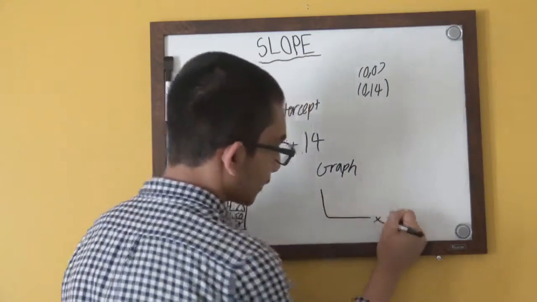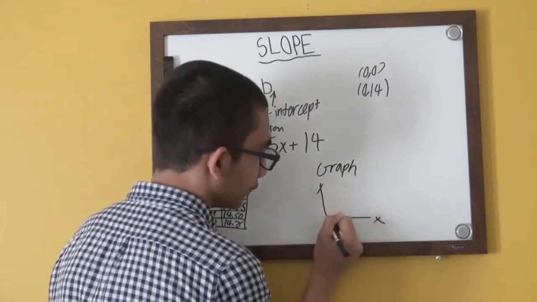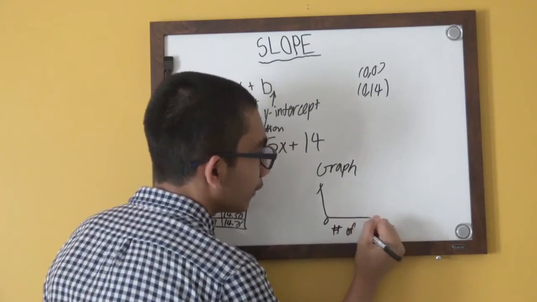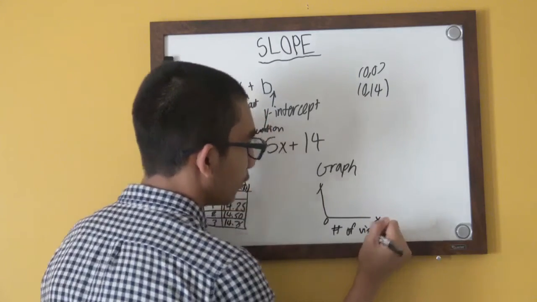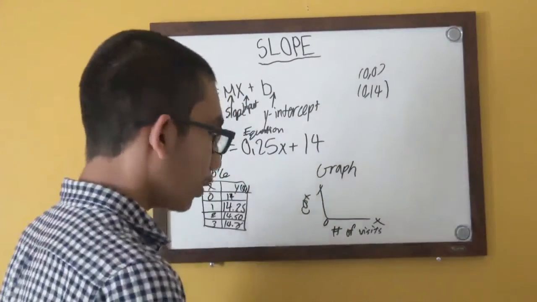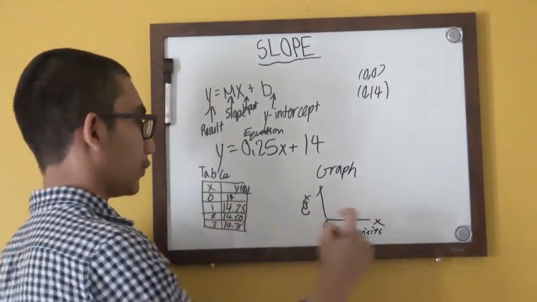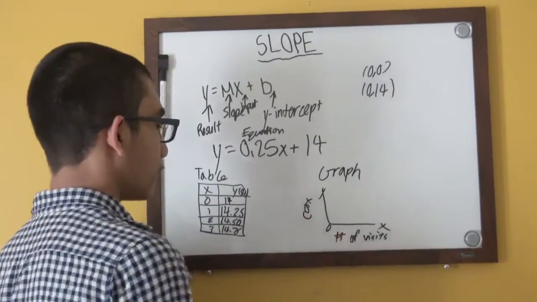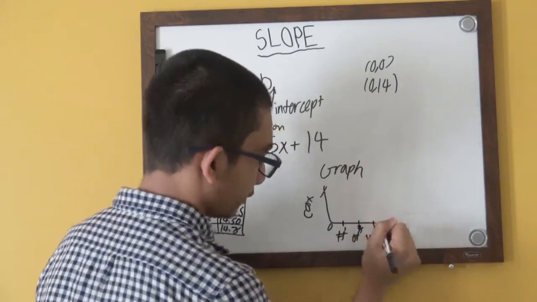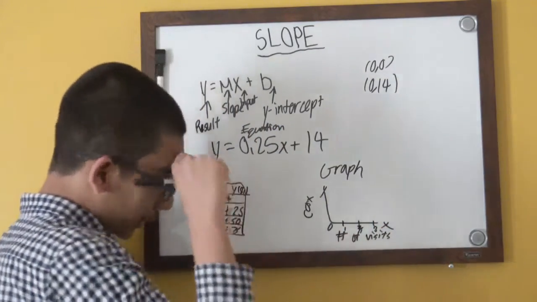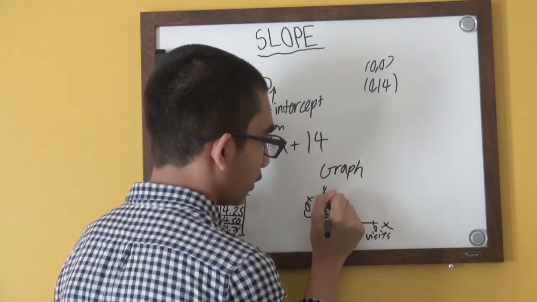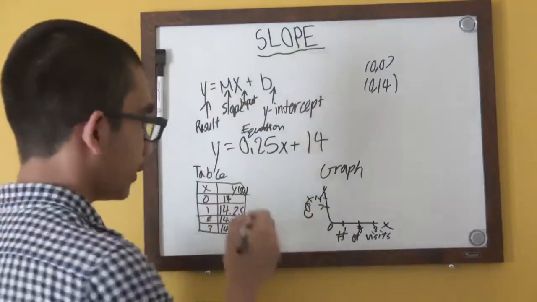So we have our x, we have our y. And we know this point is 0. X is our number of visits. Y is our cost. So we'll just write cost. So we'll just replicate what's on our table onto the graph. So we already have 0 for the x. And then 1, 2, 3. Okay? For the y, we're going to do it by 7s. So we have 0, 7, and 14. I left some room at the top for the cents.